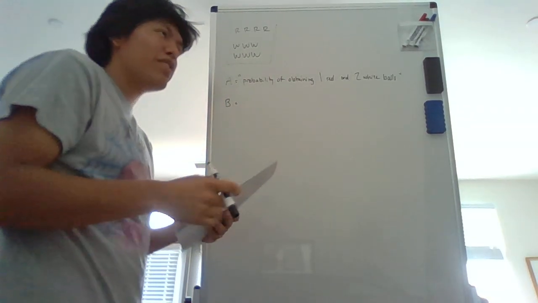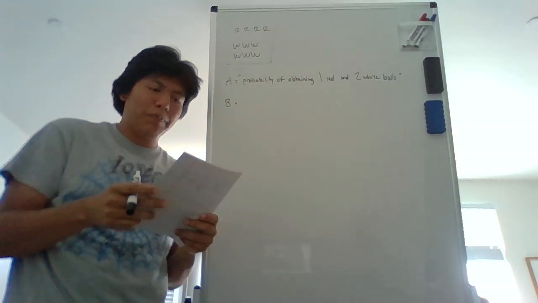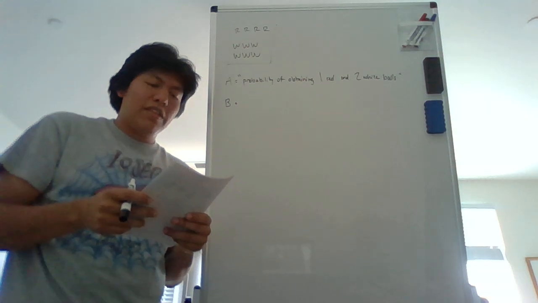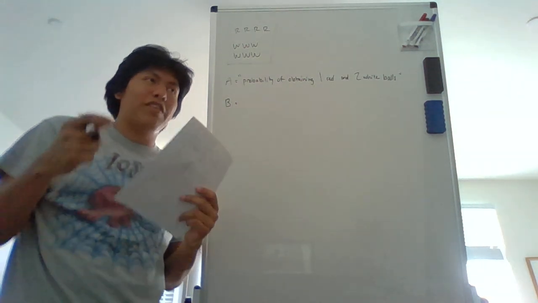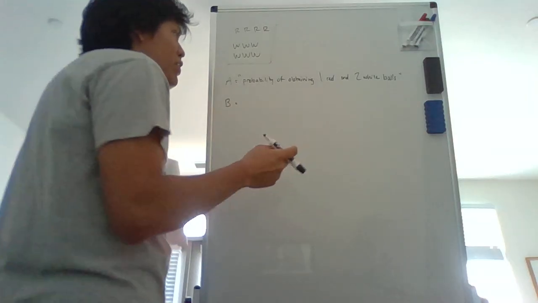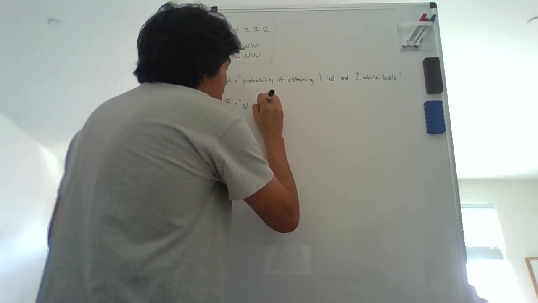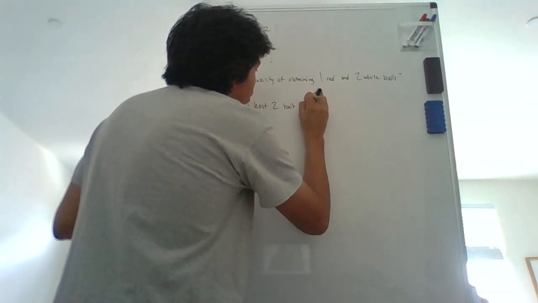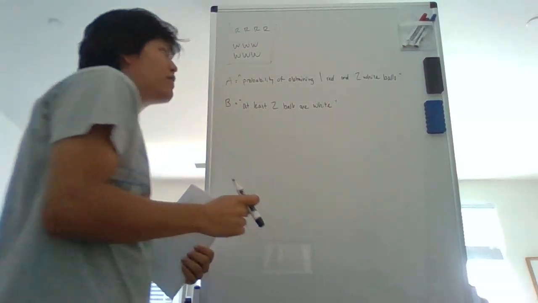Now there's also a second thing we have to consider. The last part of this question says, given that at least 2 of the balls in the sample are white. Okay, so that's the other thing. At least 2 of the balls are white.